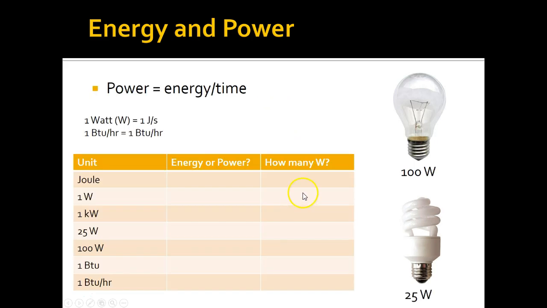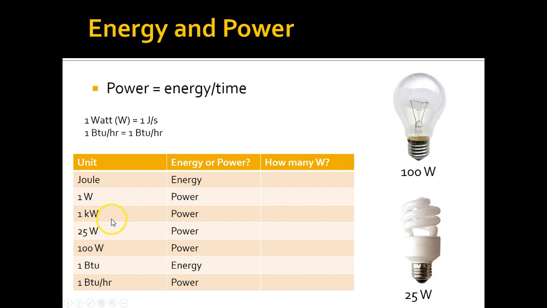So let's just go over a few things here. In this chart, we have our units on the left-hand side, okay? I want you to go ahead and press pause and think about whether these units are units of energy or units of power. So a joule is a unit of energy. That's our international unit. Watt, remember, is power. A kilowatt is power. Anything with a watt, okay?